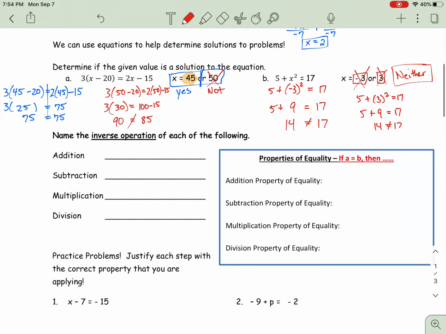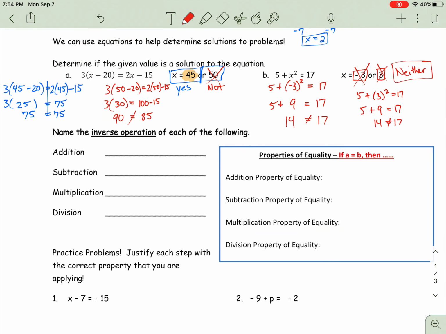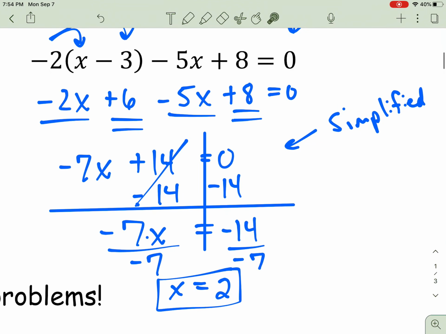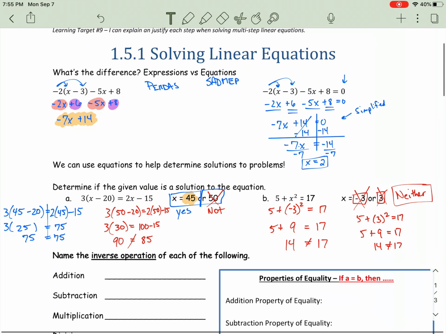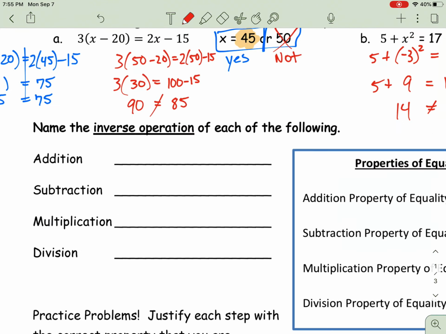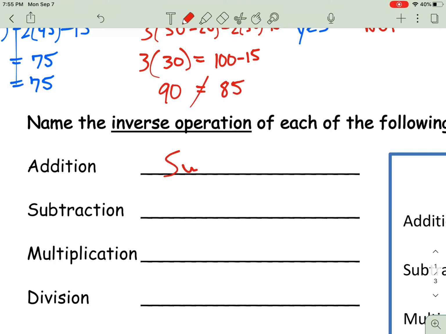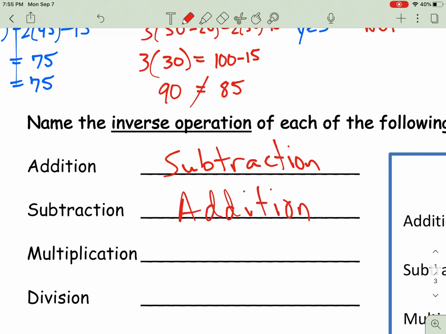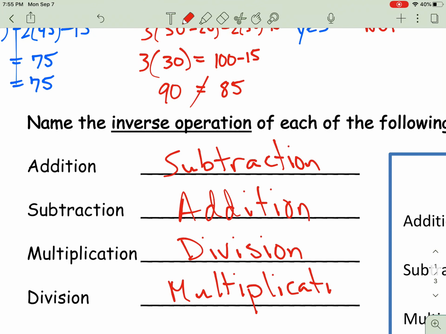Okay, so let's go ahead and take a look. Now we're going to get a little bit more specific. When you're solving equations, you use the inverse operation. So just like up here, there was that +14, okay, and we use the opposite, right? The inverse. We subtracted 14. We had -7 times x, and then we did the opposite. We divided by 7. So same situation when you're solving all equations. What's the inverse operation of addition? It is subtraction. Okay, what's the inverse operation of subtraction? It's addition. So again, inverse means the opposite. So multiplication is the inverse of division, and division is the inverse of multiplication.